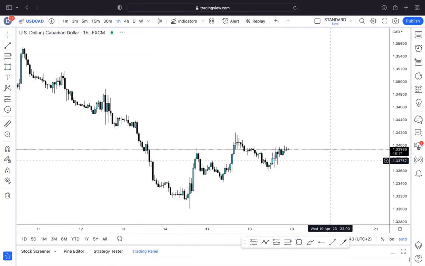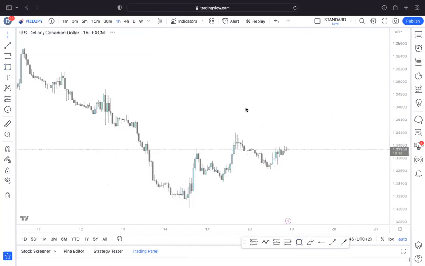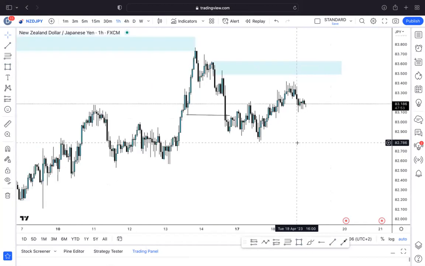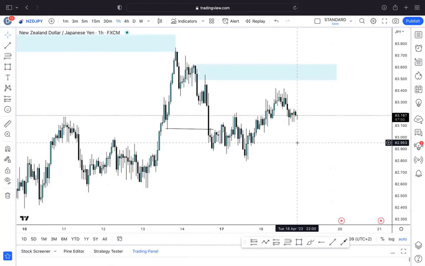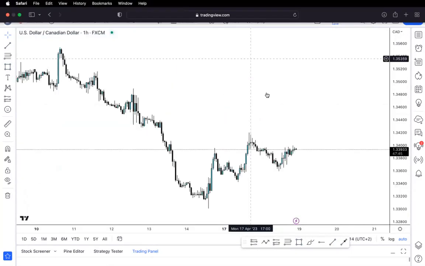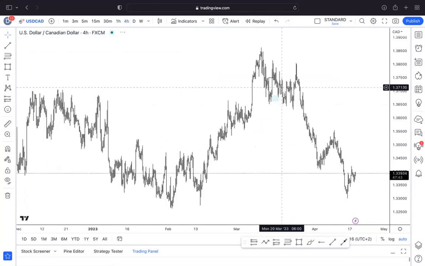Well, you can see the Japanese yen is getting stronger. So if the Japanese yen gets stronger, then anything that's JPY on the second part would go down. Sorry, I was getting that mixed up. So that's good for Euro JPY. So if the Japanese yen gets stronger, Euro JPY goes down. It's the other one weakening against it.